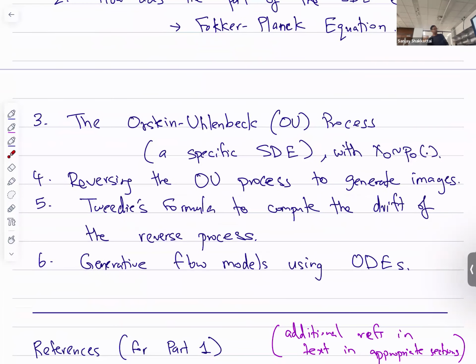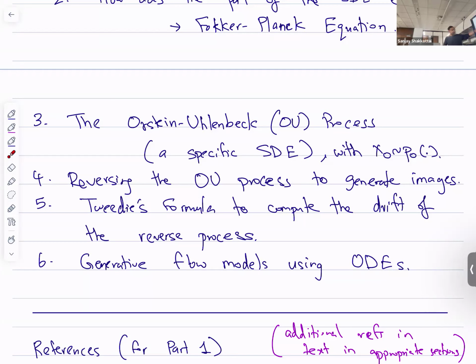Then we'll apply this to a very classic SDE, which is called the Ornstein-Uhlenbeck process, or the OU process. It will be initialized with x0, the sample at time 0, as a sample from the distribution of images P sub 0. We'll talk about how to reverse this to generate images. The reverse will require access to a certain black box, which is called the score. We'll talk about how to compute the score, which is used as a drift of the stochastic process. Again, I'm going to define what drift is in a minute.